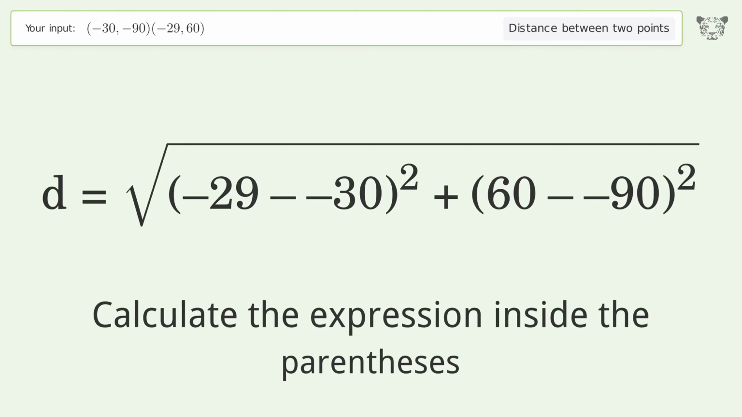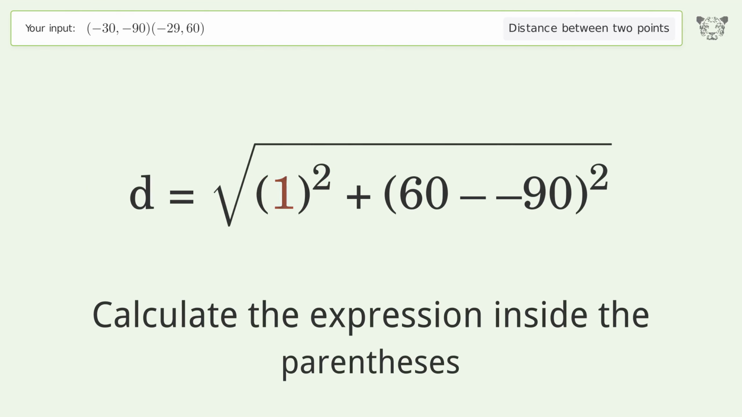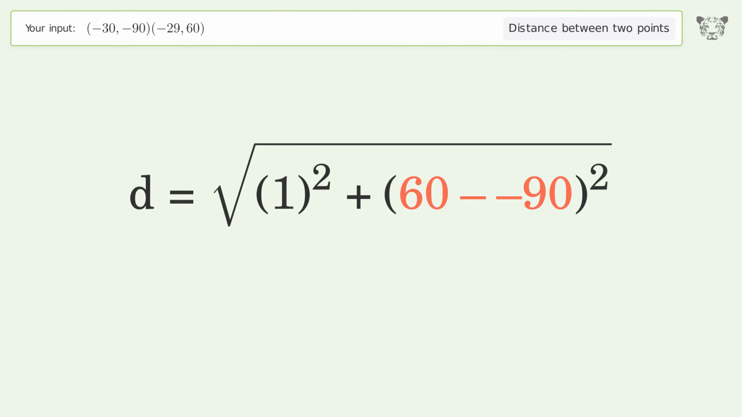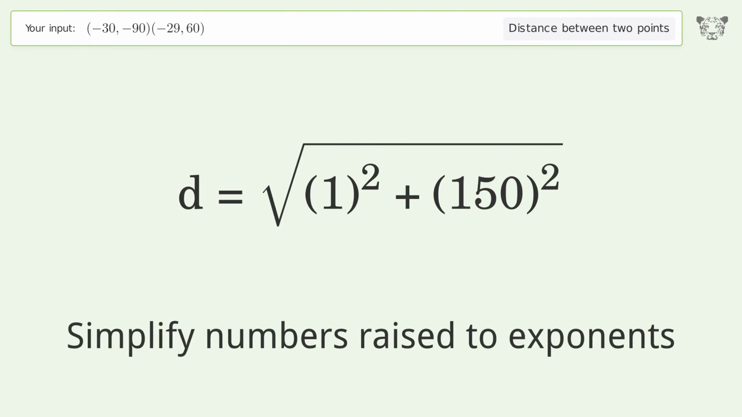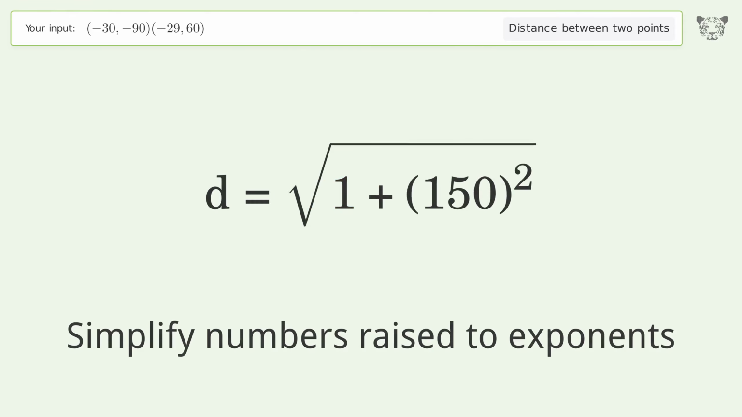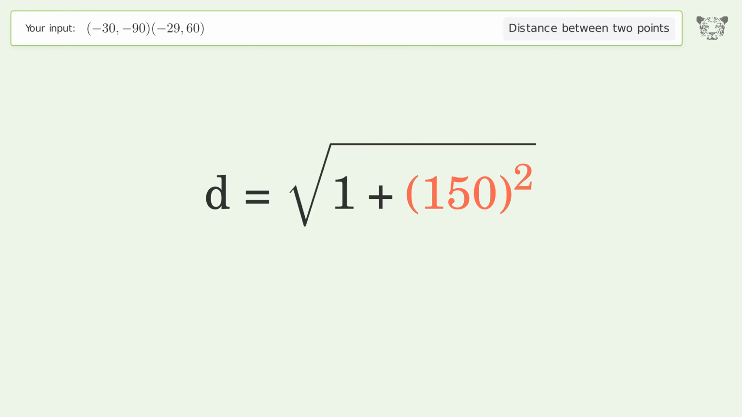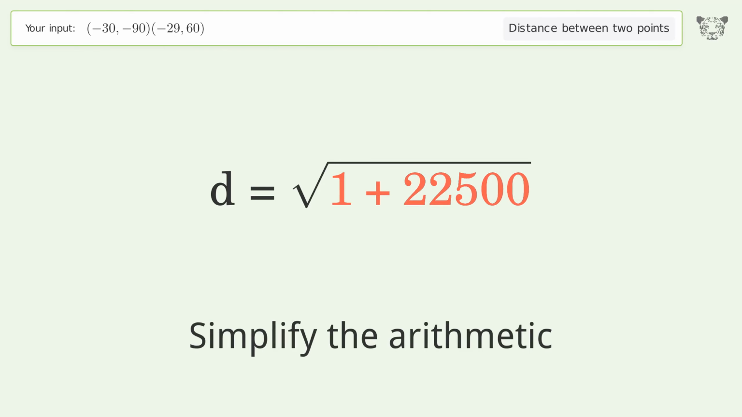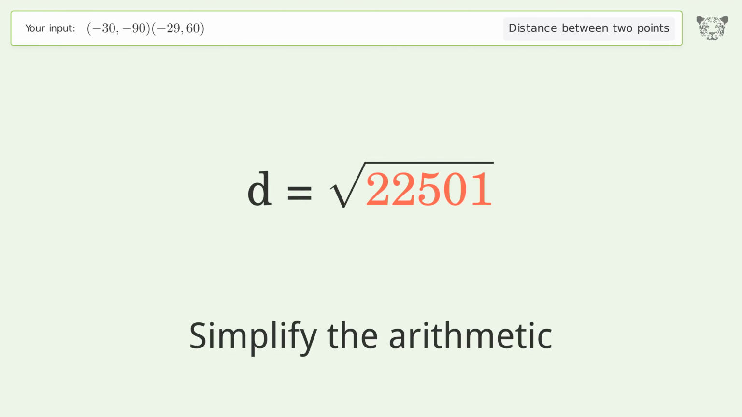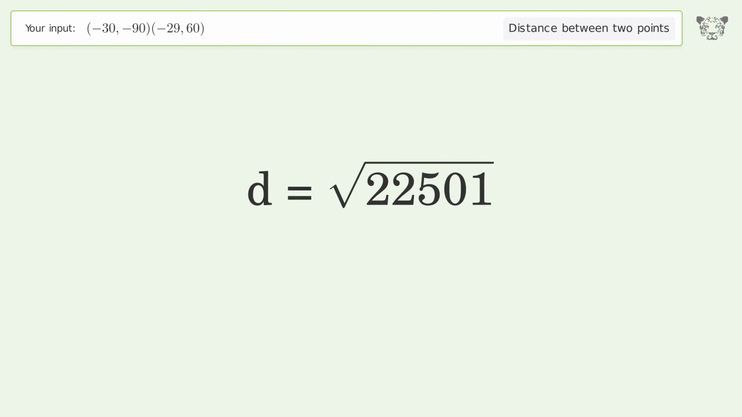Calculate the expression inside the parentheses. Simplify numbers raised to exponents. Simplify the arithmetic. And so the distance between the 2 points is the square root of 22,501, or 150.003.